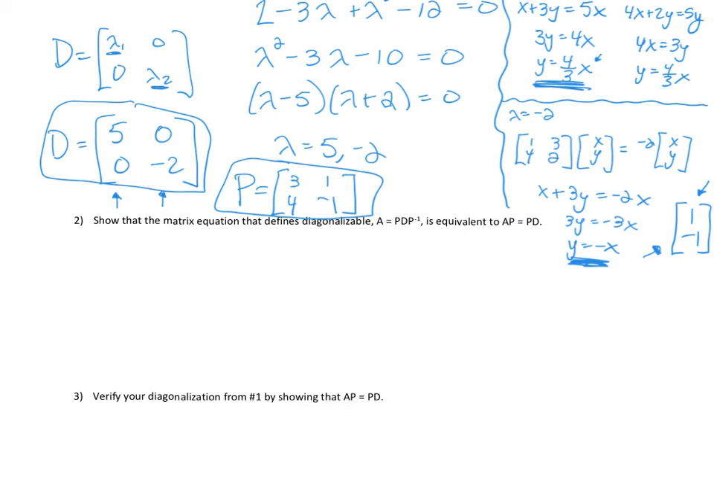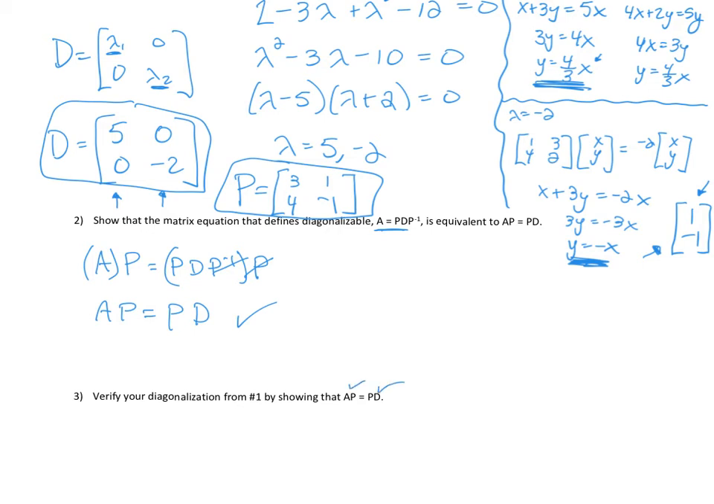Okay, show that the matrix equation that defines diagonalizable, this equation, is equivalent to AP equals PD. So if A equals P D P inverse, I'm just going to multiply both sides of this equation on the right by P. So I get AP equals P D P inverse times P. Those become the identity, and it just goes away. AP equals PD. Check.